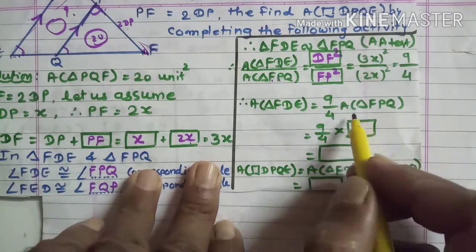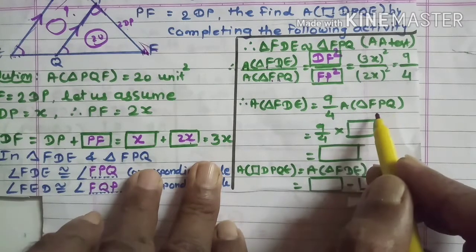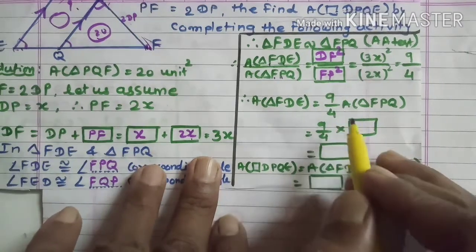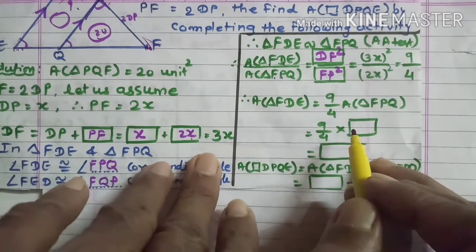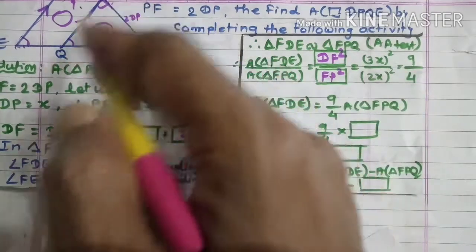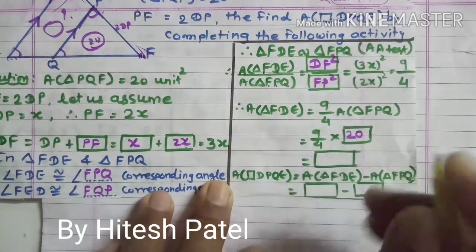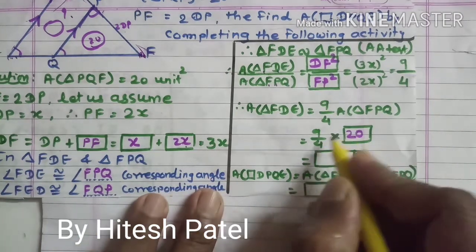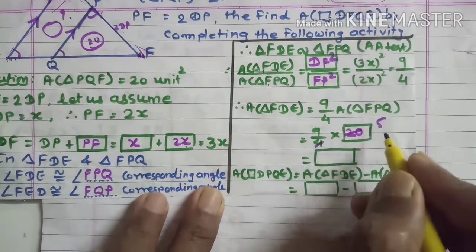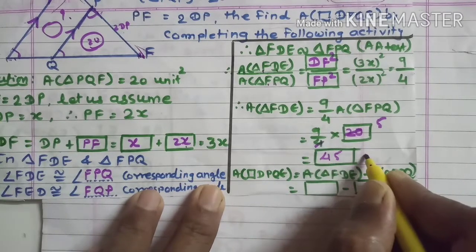Okay, so they have given here, we have to substitute the value of area of triangle FPQ only. So what is the area of triangle FPQ? It's 20, that is given. See, FPQ is 20 is given, so here we have to write 20. Okay, 4 5s are 20, 9 5s are 45 unit square.